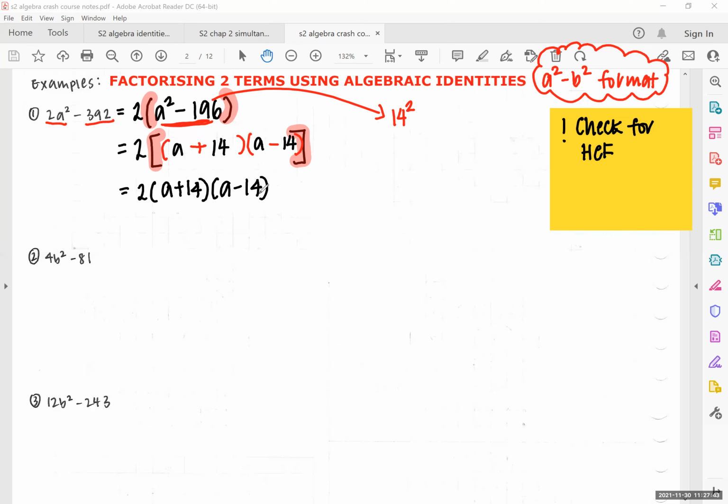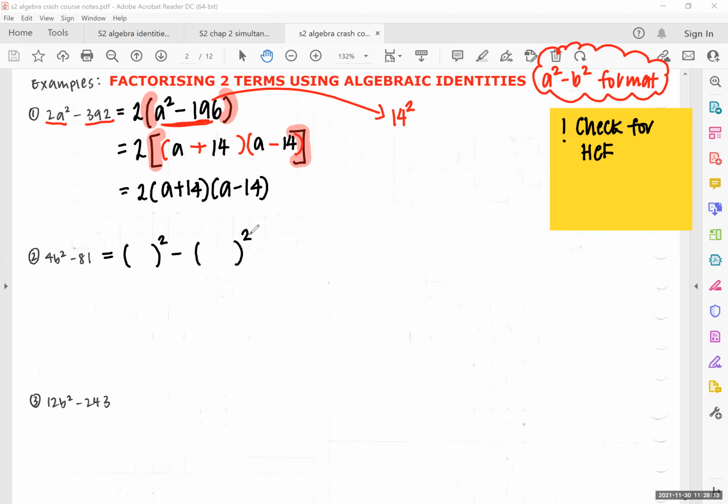Okay, now let's move on to number 2. Number 2, we always must check for HCF, right? Is there any HCF between 4 and 81? Oh, 1. But 1, what's the point? Anything between 4 and 81? No. Can we do 2? No. Can we do 3? Can we do 4? We cannot. So there's nothing. So from here, we can straight away jump to a square minus b square.